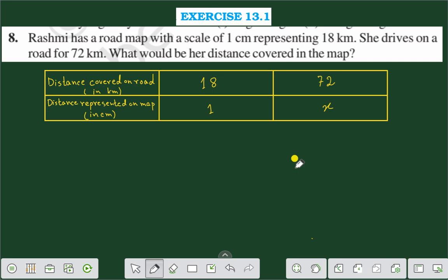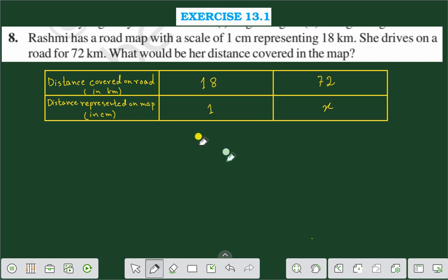Here we have made a table with the given information. Here you see distance covered on road in kilometer. When the distance covered on road is 18 kilometer, distance represented on map is 1 centimeter. The distance covered on road is 72 kilometer. Distance covered on map, let us take it as x, right? Now, you have to find out the relation.